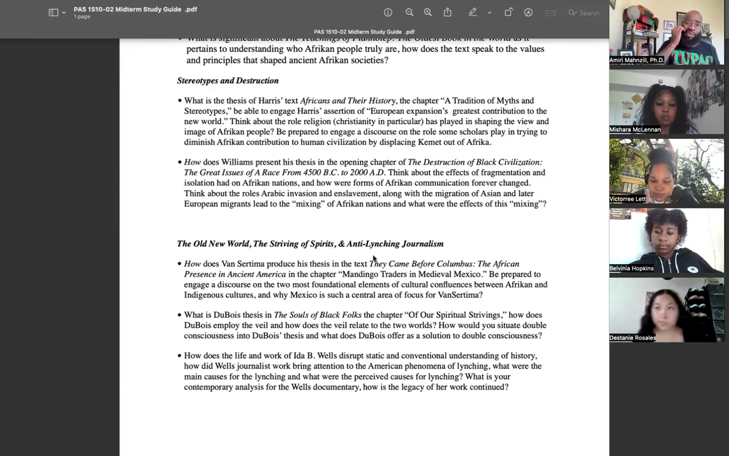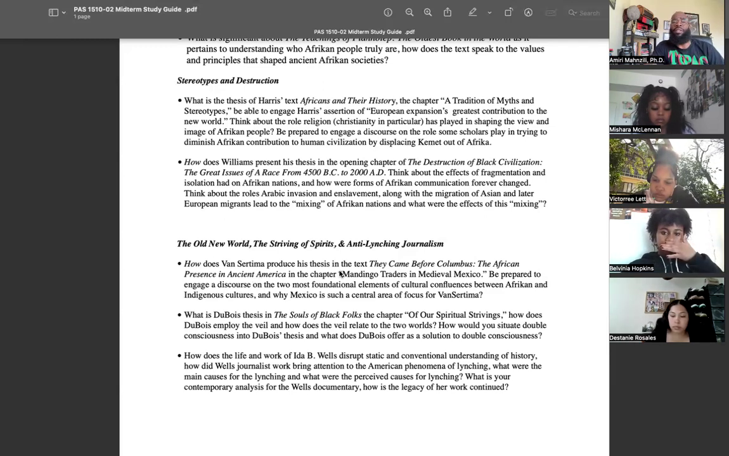They Came Before Columbus. So again, we're dealing with this word how, right? So we should know already how to start thinking about how in terms of methodology. How does Van Sertima produce his thesis in the text They Came Before Columbus, the chapter Mandingo Traders in Medieval Mexico? Be prepared to engage a discourse on the two most foundational elements of cultural confluence between African and indigenous cultures. And why is Mexico such a central area of focus for Van Sertima? So again, having to know what the thesis is, but then understanding how Van Sertima produces this thesis.